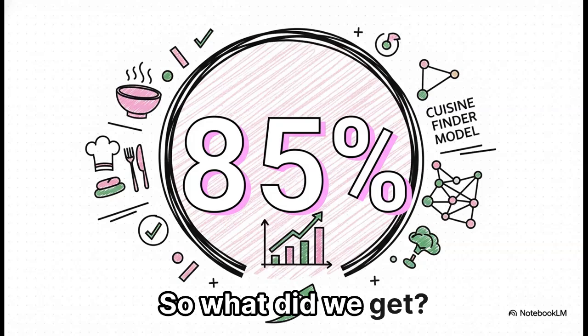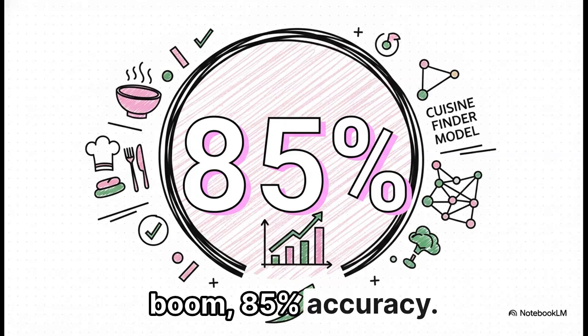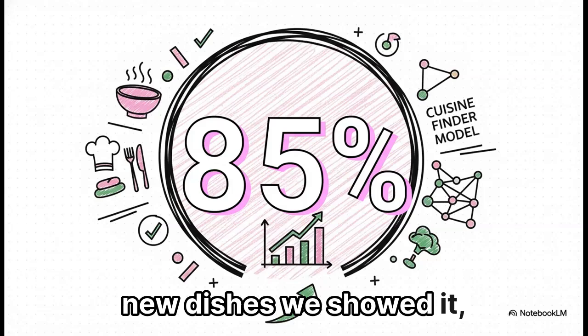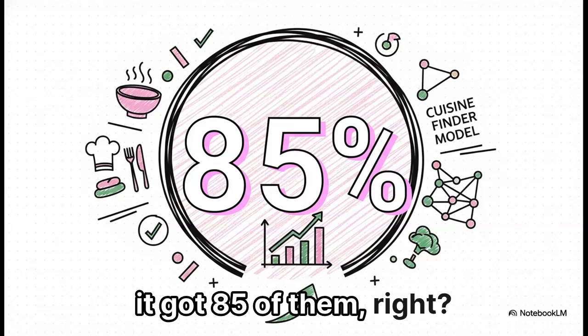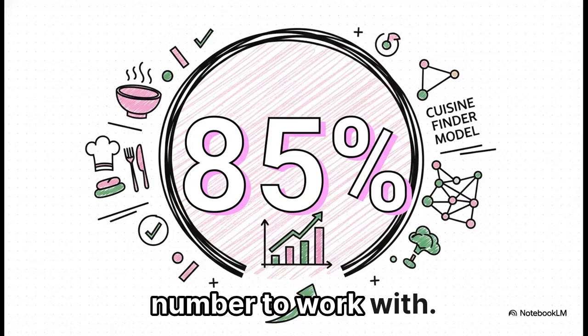So, what did we get? Let's say we run our cuisine finder on that test data, and boom, 85% accuracy. What does that mean? It means out of every 100 new dishes we showed it, it got 85 of them right. Hey, not bad for a first shot, right? We've got a solid number to work with.